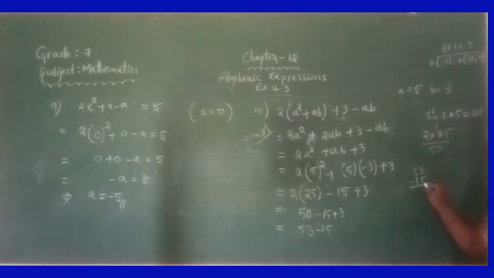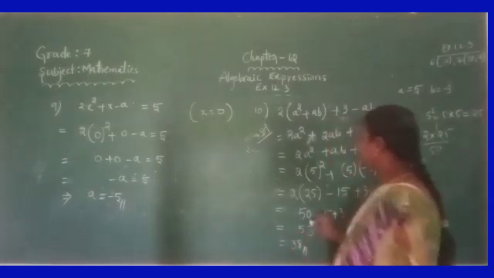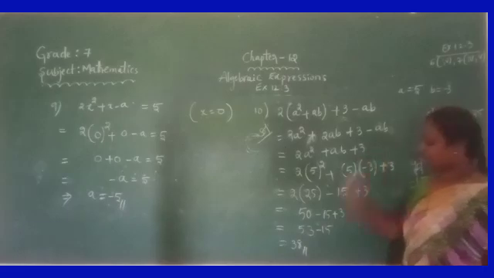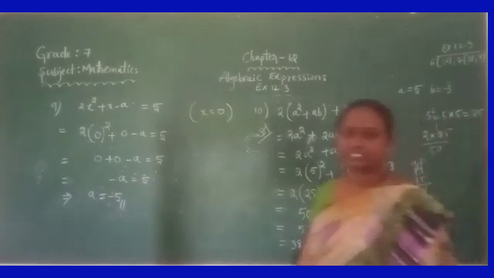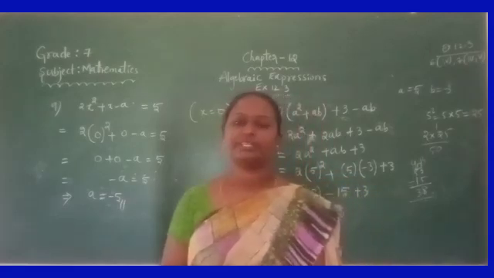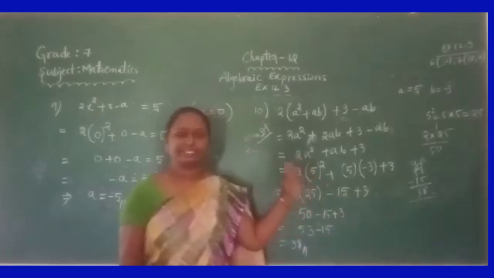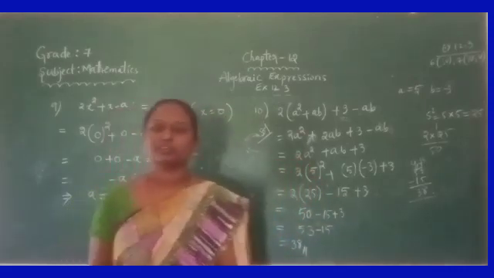3 minus 5, not possible. Borrow from the 5, it becomes 13. 13 minus 5 is 8. Here one value is reduced, that is 4. 4 minus 1 is equal to 3. So what is the final value? 38. What is the value of this expression? 38. Like this, children, you have to find the value whatever it may be. First simplify the expression. After that, substitute the given values. You will get the answer. So like that you have to follow.